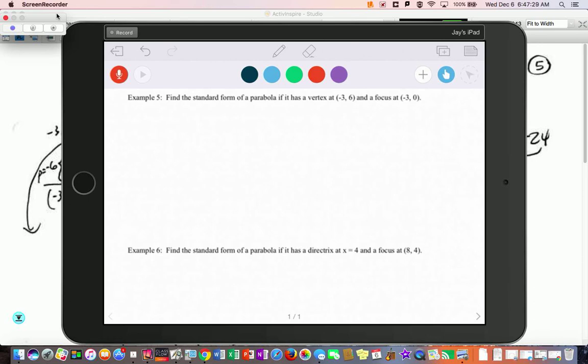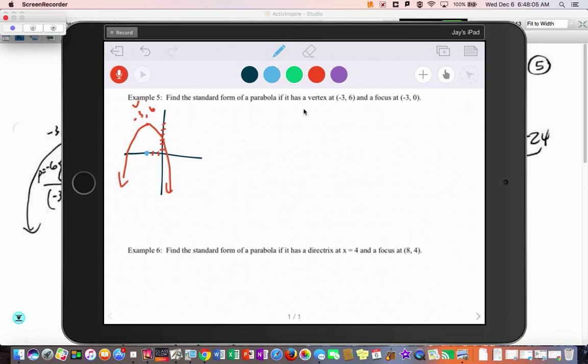Okay, so now we get into some examples where they're giving us information and we have to draw or come up with the standard form. So I have a vertex at negative 3, 6, and a focus at negative 3, 0. What this tells me is that my parabola always has to wrap around the focus. So this thing is going to have to be opening down.